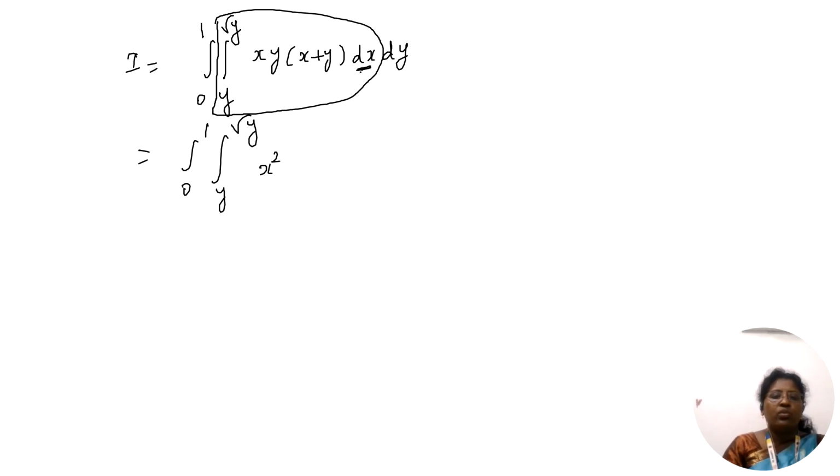x square into y plus x into y square dx dy. Then multiply xy with the second term, so we will be getting x into y square dx dy. So first we will integrate with respect to x, treating y as a constant term.